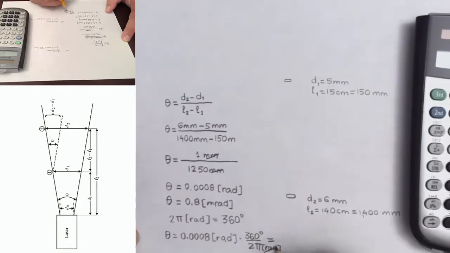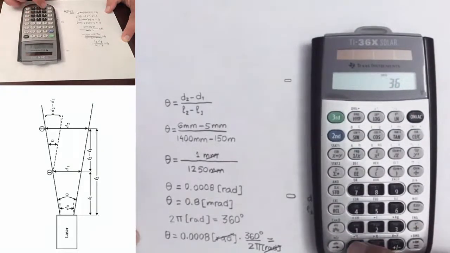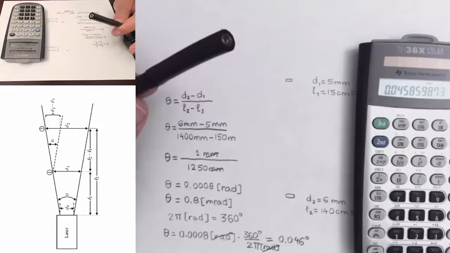You can cancel radians and radians here, and then if you do the math, 0.0008 times 360 divided by 2 and divided by 3.14 gives you about 0.046 degrees. So the divergence of this laser is only 0.046 degrees, a very, very barely diverging laser beam. As you can see, we have calculated a very small divergence in the case of our laser diode.